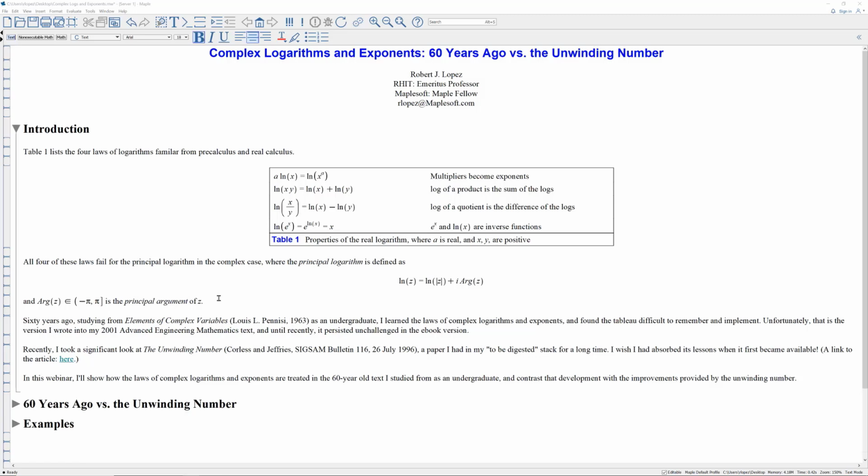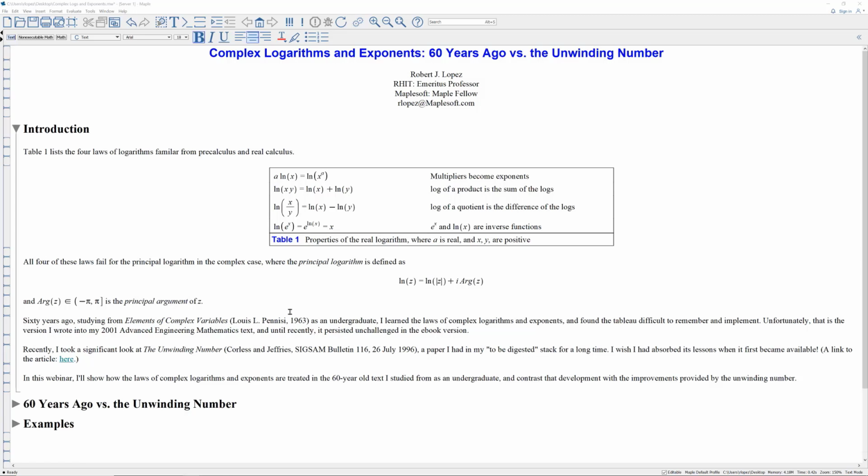About 60 years ago, I was studying my first complex variables course. The text was this book by Panizzi. It's since come out with a second edition. So I'm an undergraduate studying out of this book, and what I found is a very difficult to remember tableau of adjustments that you have to make to the laws of logarithms. And that's what I knew, and when I wrote my advanced engineering math book in 2001, that's what I knew, and that's what I wrote.